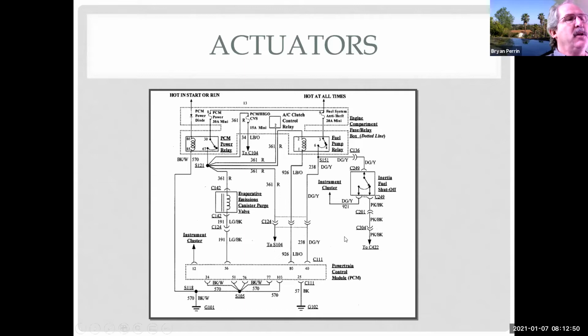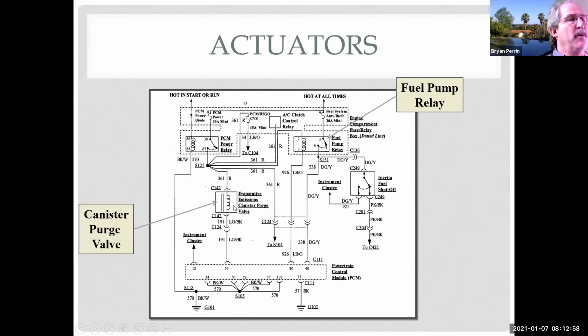So in this case here, the fuel pump relay is an actuator because the computer is turning it on and off. The emission control purge valve is an actuator because power is supplied and the computer is turning off the ground.